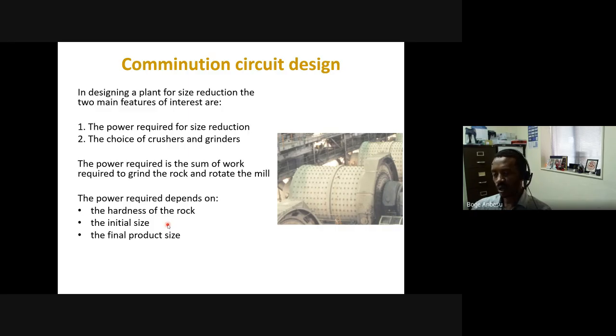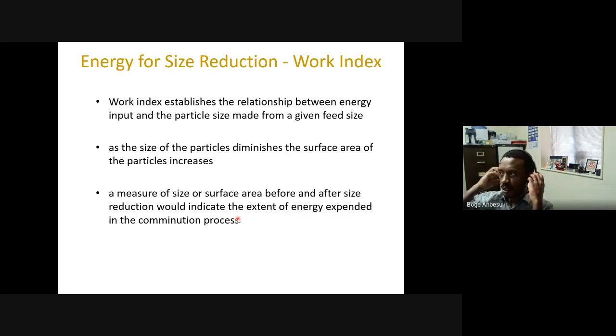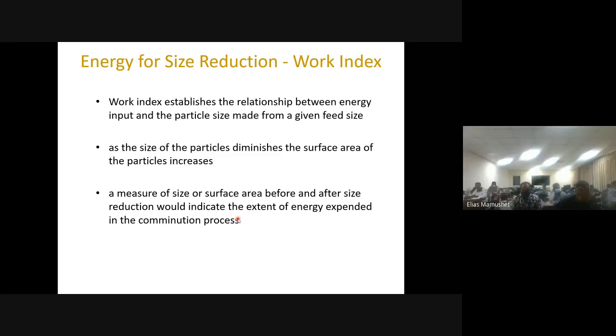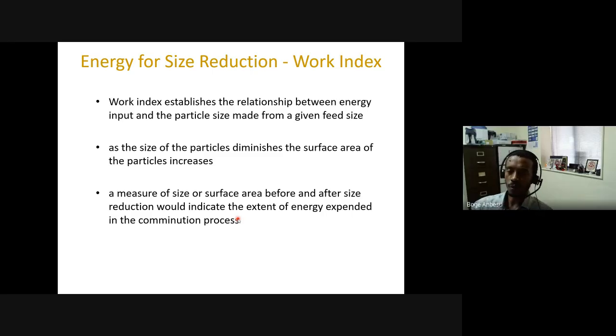And especially during grinding, the final product will dictate how much energy I'm going to consume during a crushing operation. Okay, so how do we then measure energy spent? We use what we call work index. So work index simply tells you how much energy you would require to go from one size of rock to a desired size of rock.